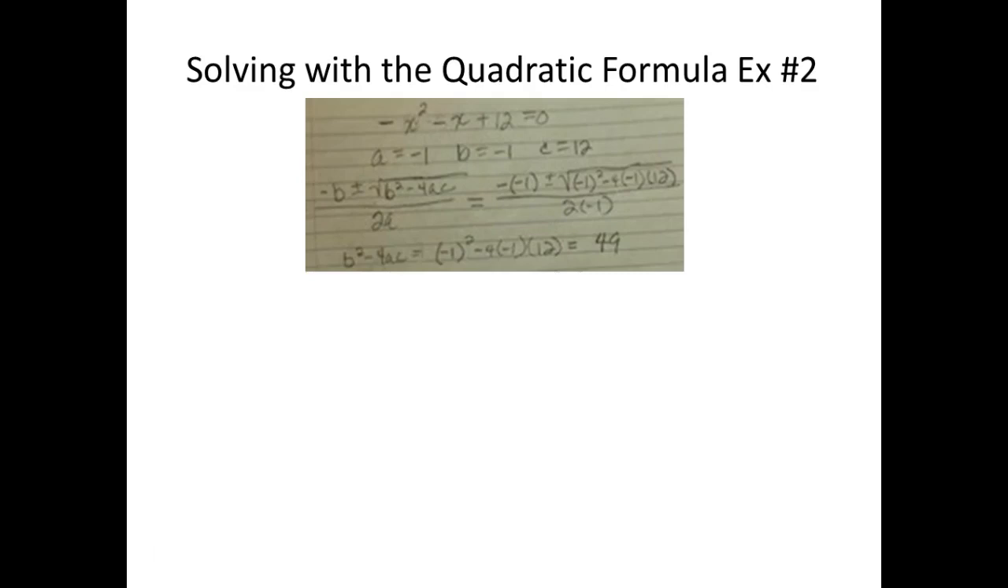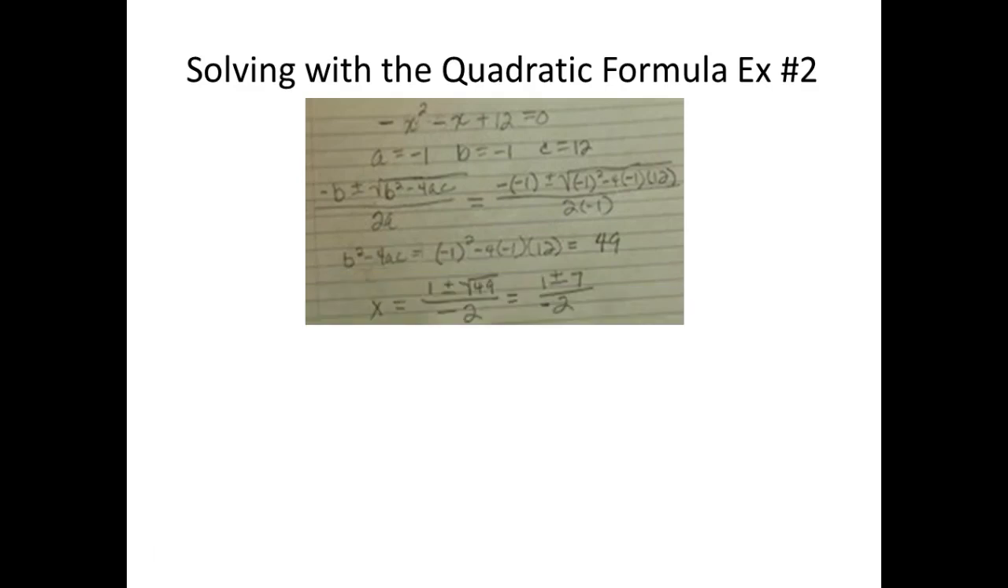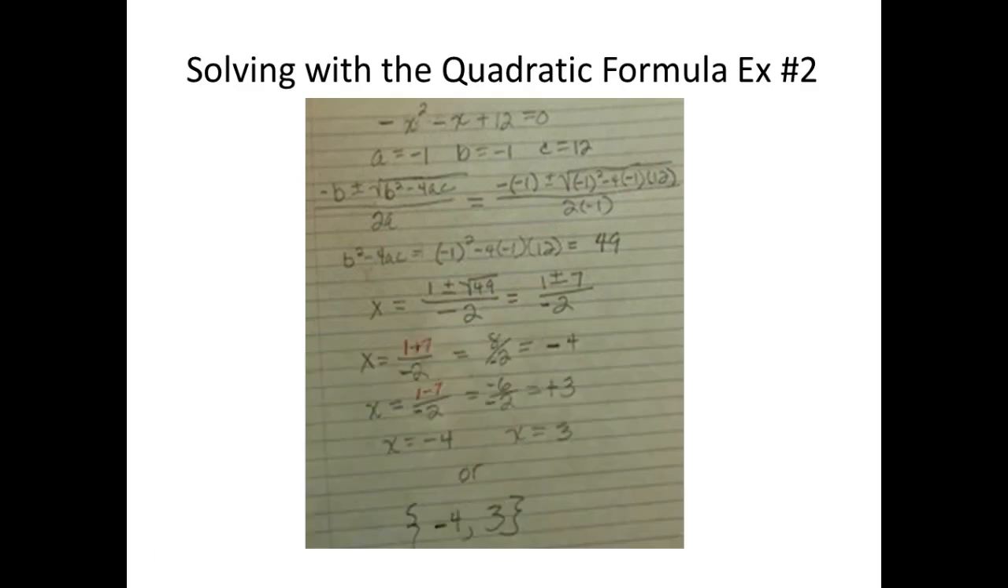So now I know what goes under that square root. So I write that out, and I see that I have 1 plus or minus the square root of 49 divided by negative 2. Now luckily the square root of 49 is 7, so what I really have is 1 plus or minus 7, all divided by negative 2. Now let's go ahead and simplify that, do the arithmetic, and see what our answers are.